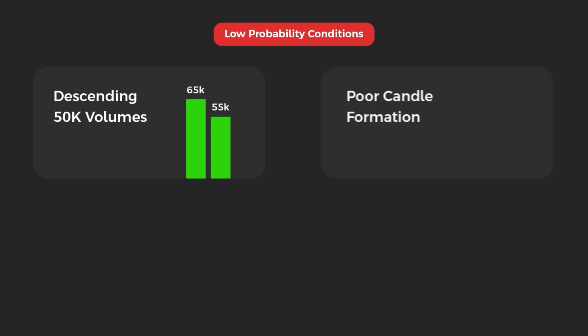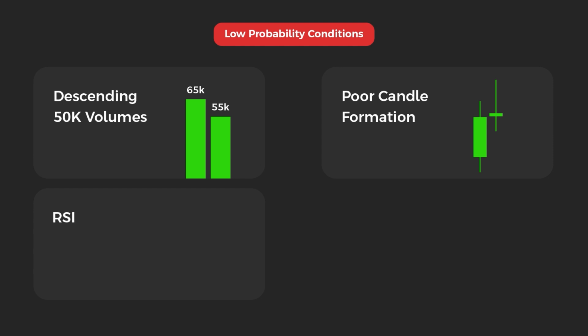Next is candle formation. In low probability, the first candle would be a full body candle and the second candle will have a smaller body with a bigger wick. This is a low probability candidate. You cannot trade a bigger quantity with this kind of candle formation.